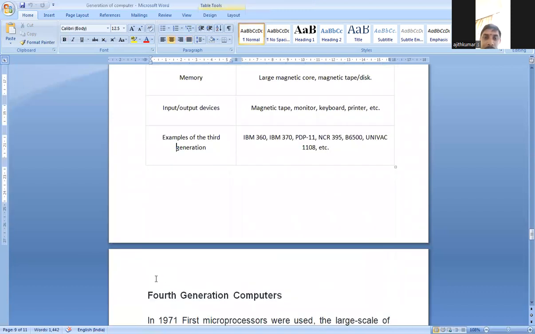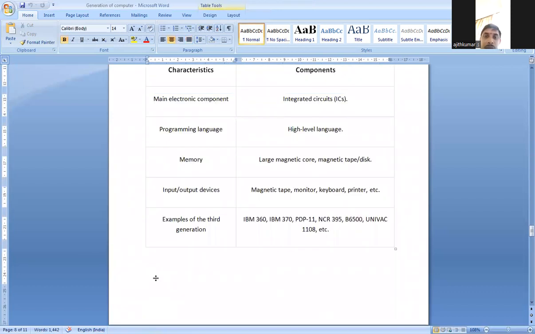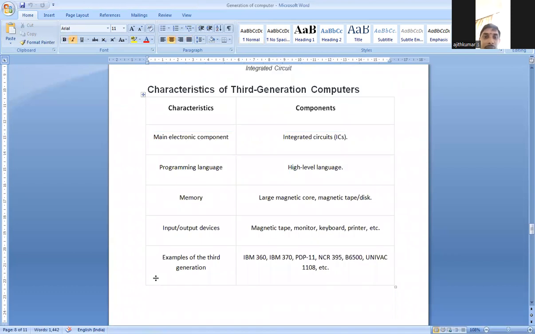Then next we see characteristics of third generation. Main electronic component: IC. Programming language: high level language. Memory: large magnetic core and magnetic tape. Input and output device: magnetic tape, monitor, keyboard, printer. Then next, examples of third generation: IBM 360, IBM 370.